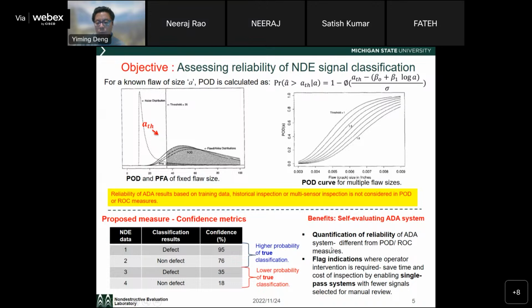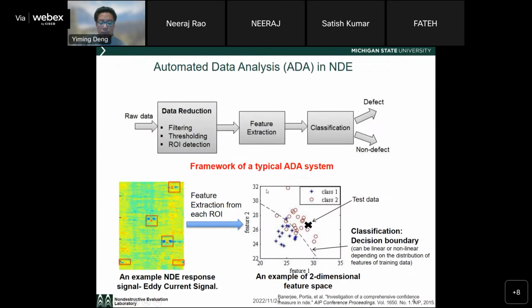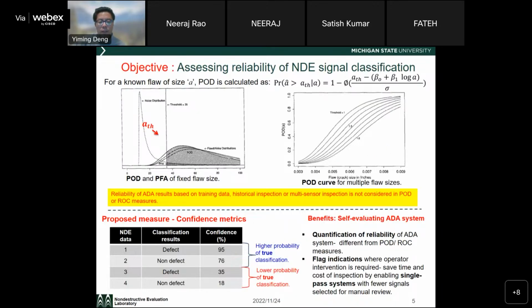It can also flag indications where operator intervention is required. When we do simple classification, good or bad, defect or non-defect, it's just the final decision, and we can hardly tell if it is far away from or close to the decision boundary. By using the confidence matrix, we can decide if we need a human expert to take a look at the data again. By doing that, it's possible to enable a single-pass system with fewer signals selected for manual review by the human experts.